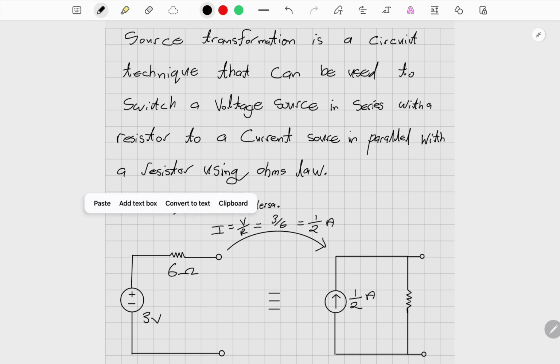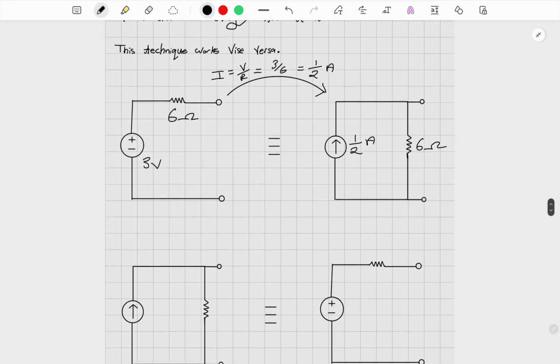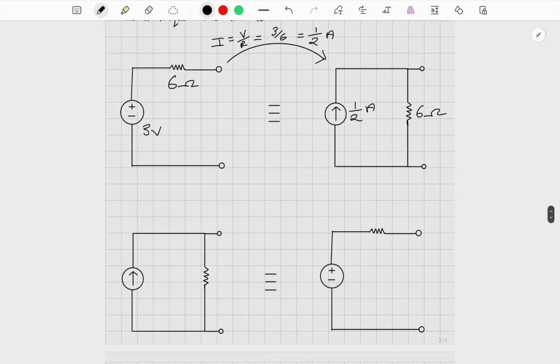And what happens to my resistor? Well, that's the easiest part. It stays the same. It's just 6 ohms. And this actually works the other way around as well. So I'm going to keep the same numbers and write 1/2 amps and 6 ohms. And I'm going to turn this current source that's in parallel with this resistor and transform that into a voltage source that's in series with the resistor.